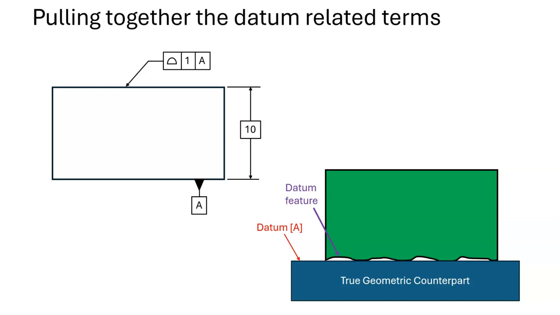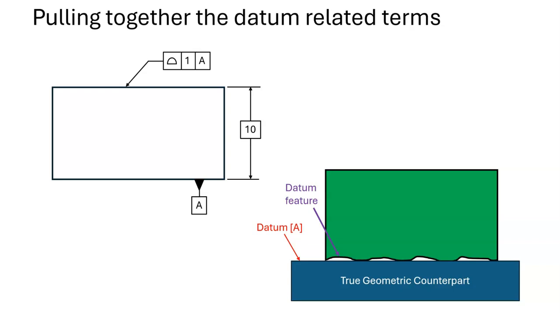In the theoretical world, exactly the same size and shape as the datum feature simulator is the true geometric counterpart. It is perfect and theoretical. Therefore, it doesn't really exist, but it is very important. The top surface of the true geometric counterpart is datum A. Datum A does not really exist either. It's a perfect, theoretical plane.